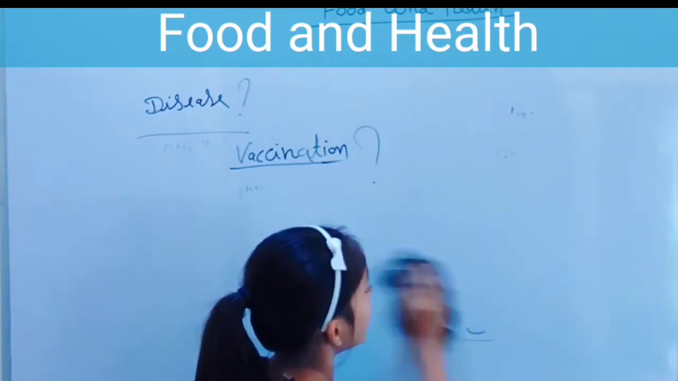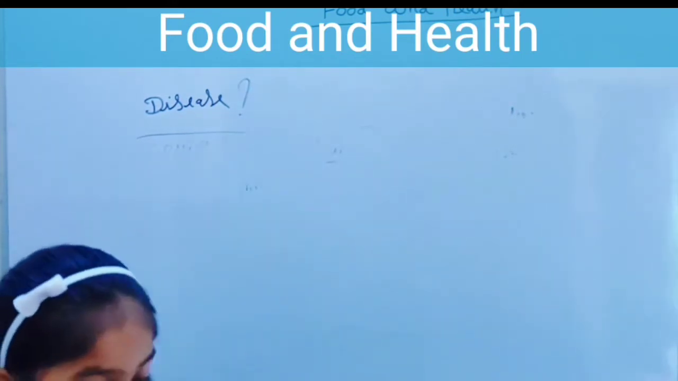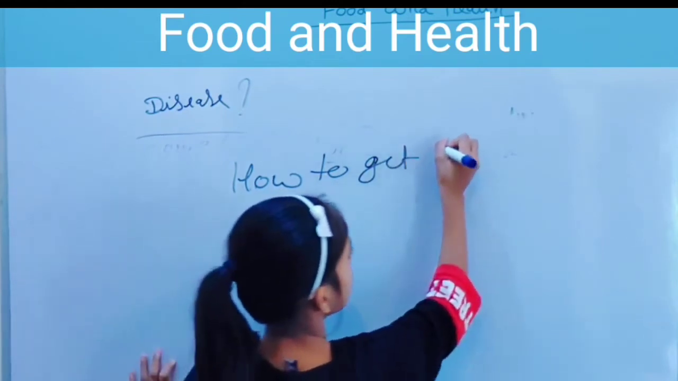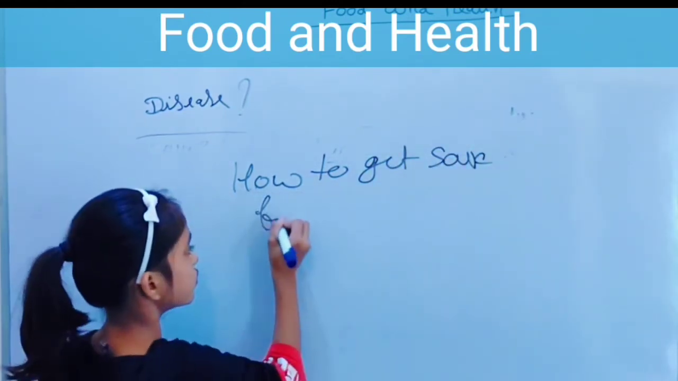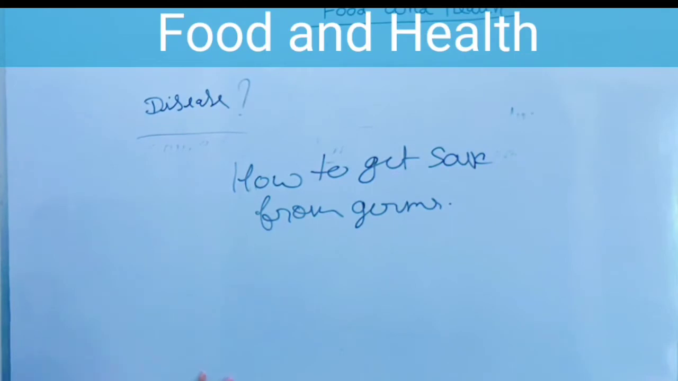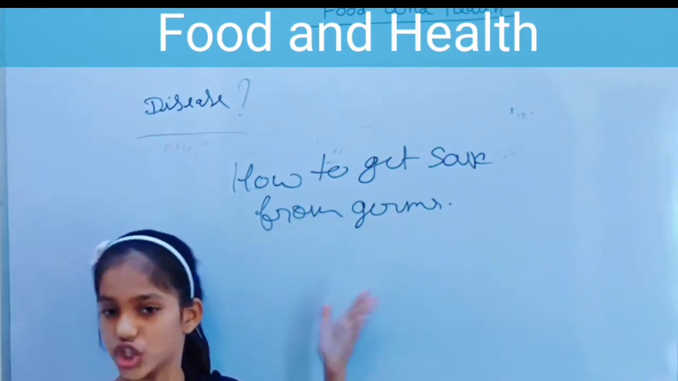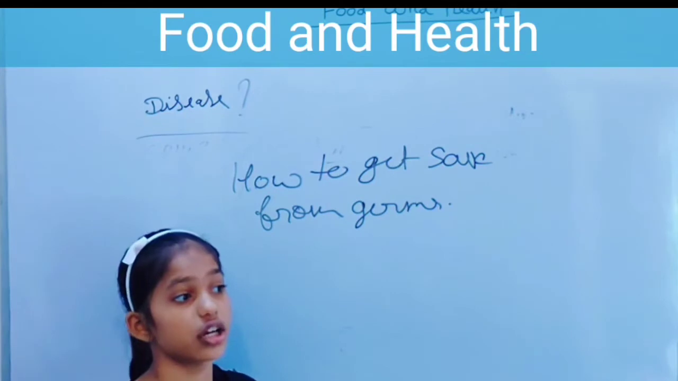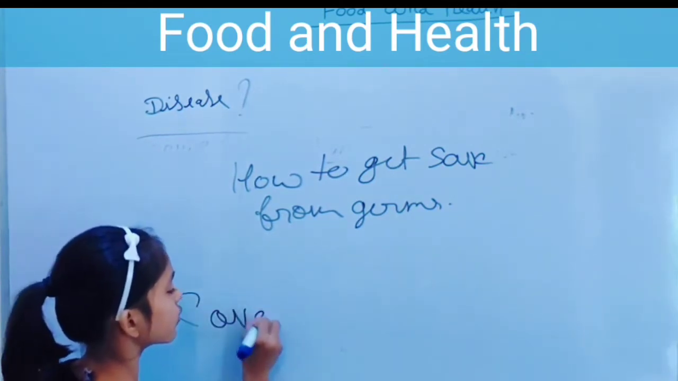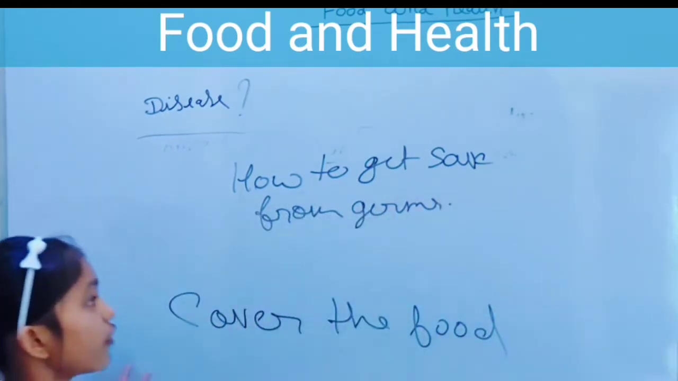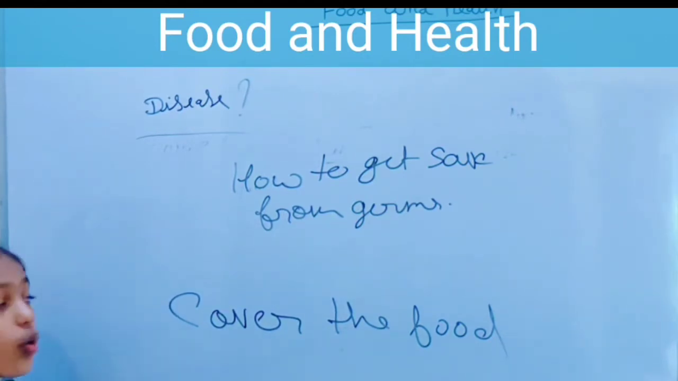Next topic is how to stay safe from diseases. Now you would be thinking how to stay safe from germs. The disease is caused by germs. First thing, cover the food. If you do not cover the food and you eat that food, how will you know which kind of insect has touched it, or how many people have touched it?